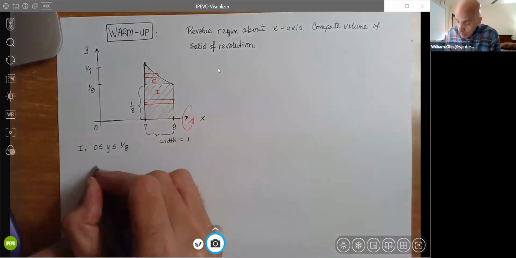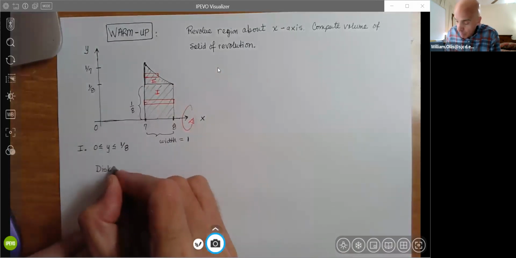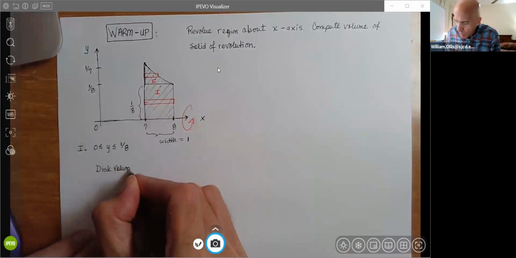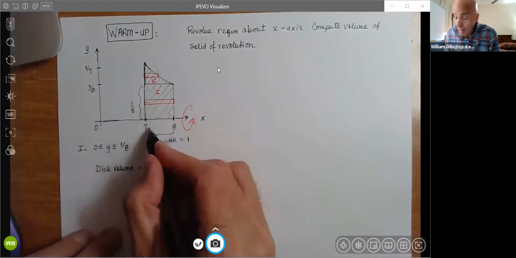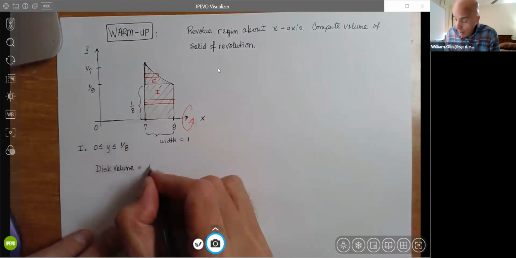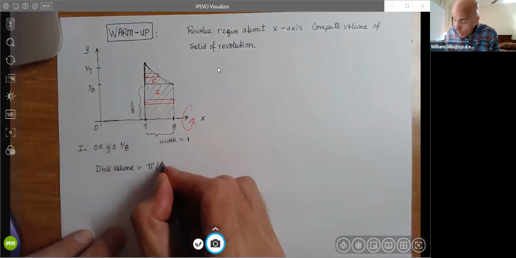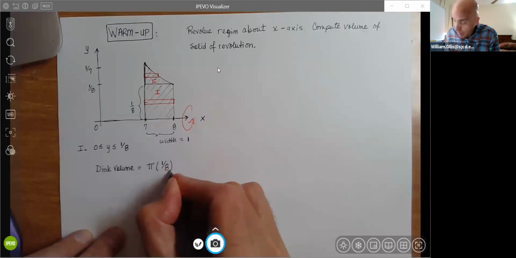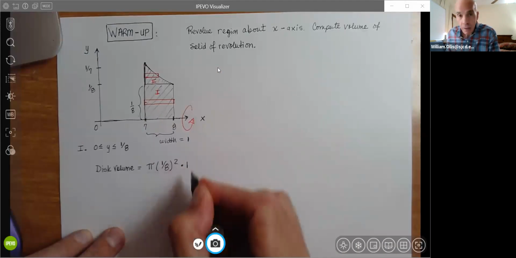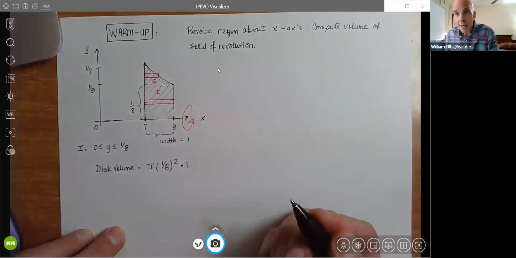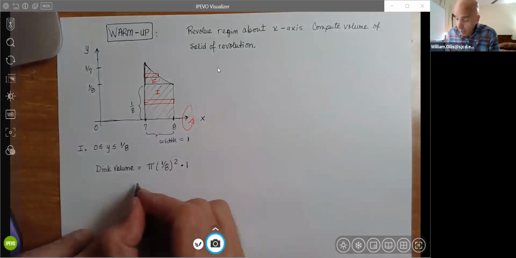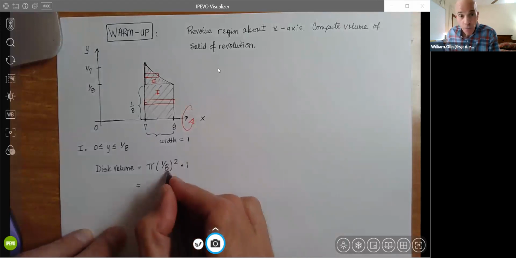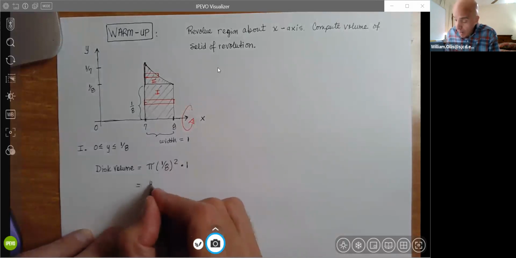So we would say disk volume, I mean, we're just cheating to do this because it's so easy, would be pi r squared times the width. So we get pi r squared, 1/8 squared, times 1. How easy is that? You don't even need me for this. This is general math. So we get what? 64 downstairs. So pi over 64.